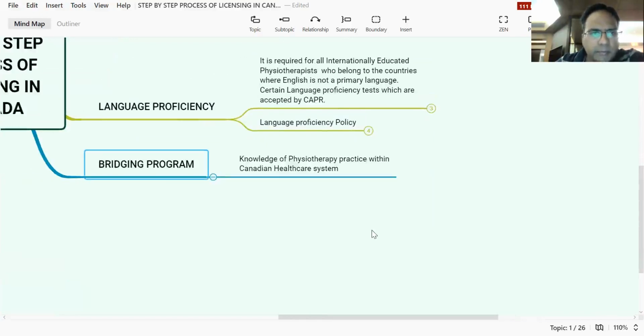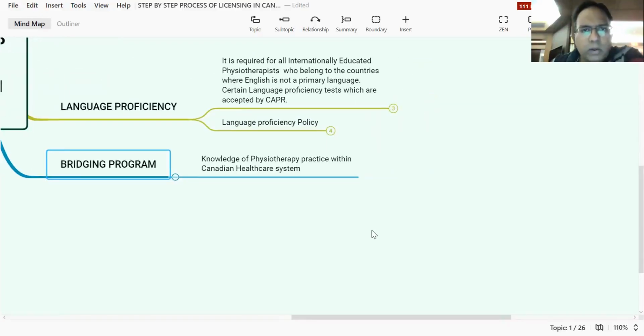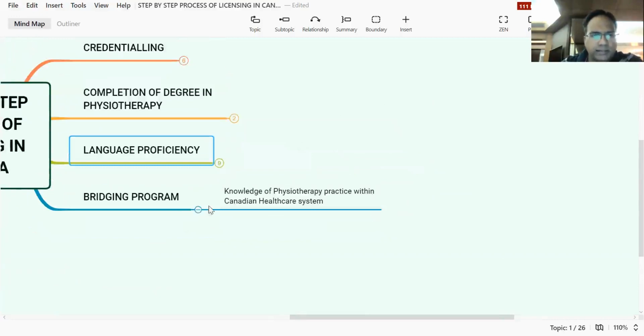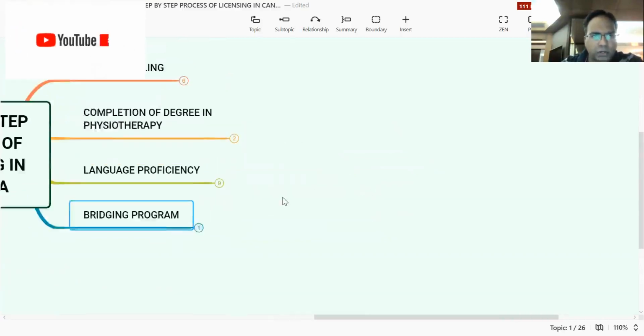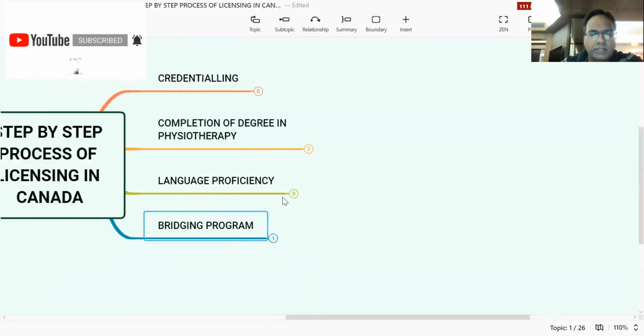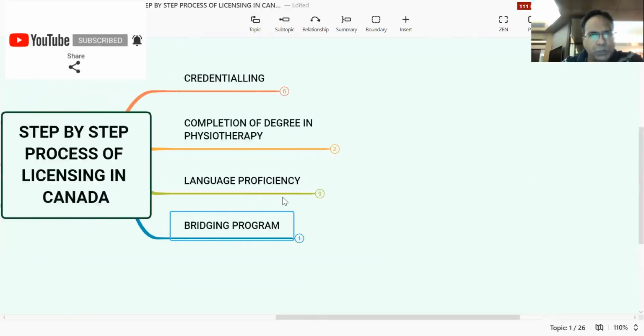The next is the bridging program, which is also known as the Knowledge of Physiotherapy Practice within the Canadian Healthcare System. It will be advised based on the assessment of the educational standards, after they assess your bachelor's degree or the entry to practice degree, and then they will advise you whether you have to go for this bridging program or not.